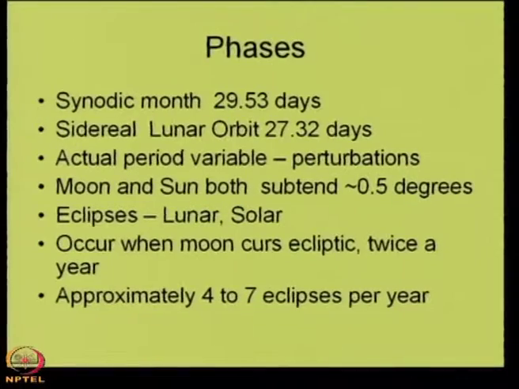eclipses, and what we learn from this is that these eclipses will occur near the node where the lunar orbit intersects the ecliptic plane. That is the region where you will have eclipses. You will not have eclipses in all parts of the sky. Okay.